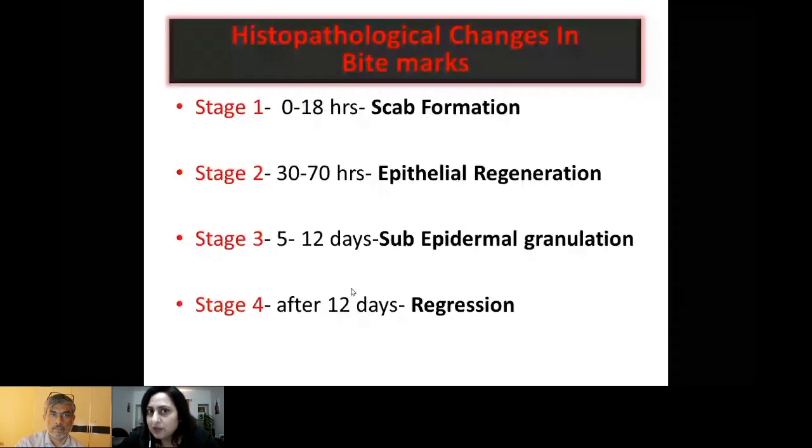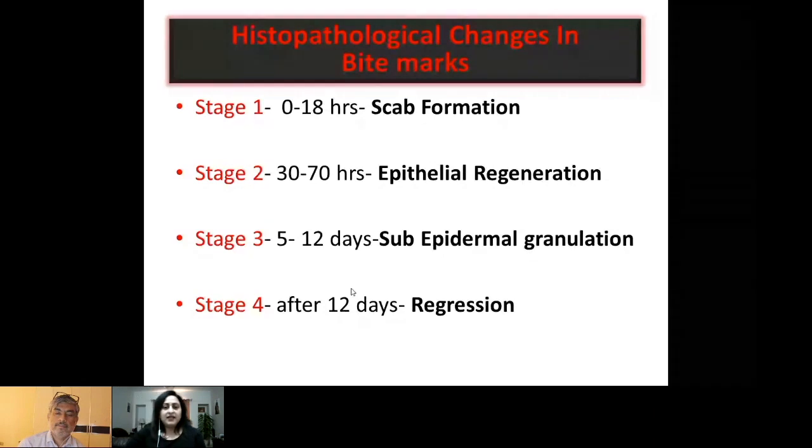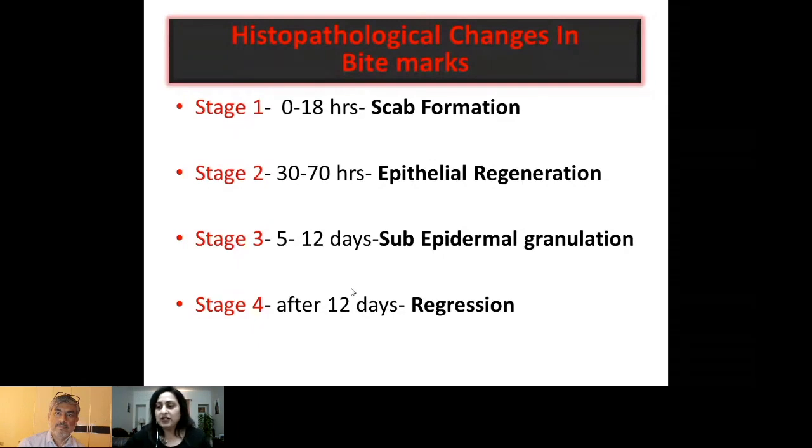So when the blood vessels are broken, say by being bitten, blood flows into the surrounding tissue. And when the skin is damaged, the body tries to protect itself by releasing prostaglandins and histamines, which cause inflammation. This is the body's attempt to minimize bleeding and tissue damage. Then the body starts to heal. Stage 1, 0 to 18 hours, scab formation. Stage 2, 30 to 70 hours, epithelial regeneration. Stage 3, 5 to 12 days, subepidermal granulation. Stage 4, after 12 days, regression happens.